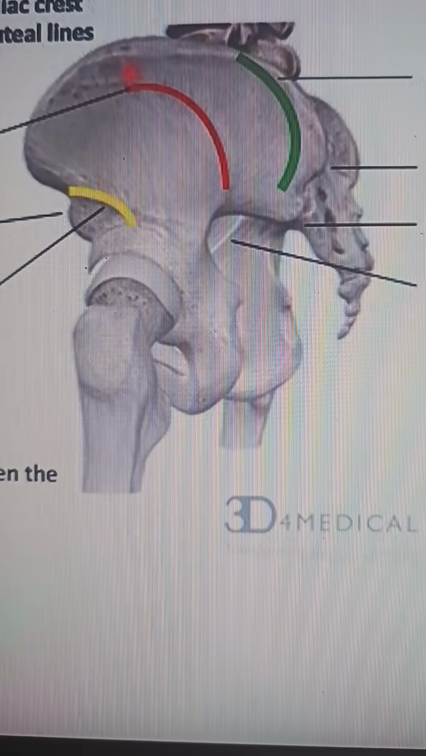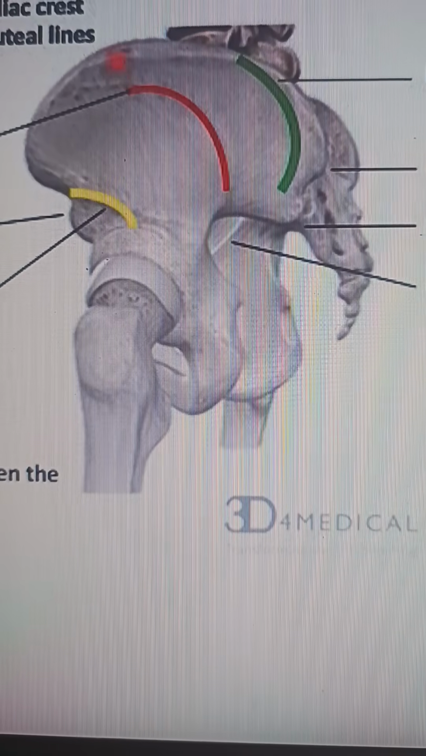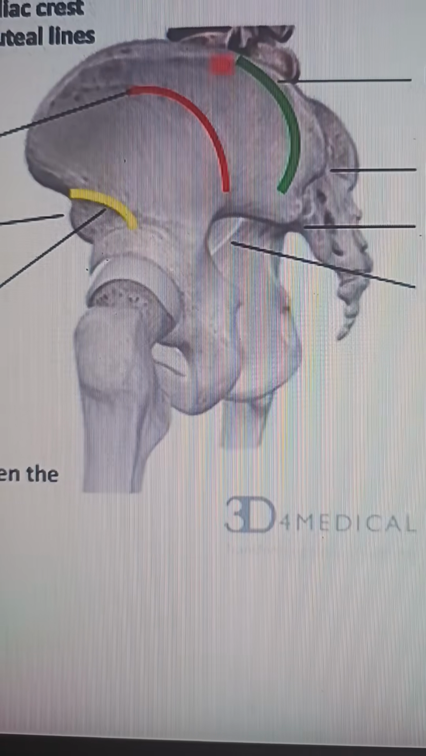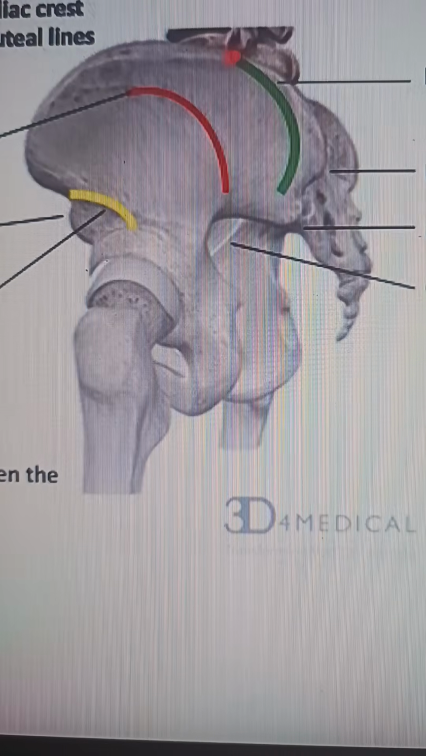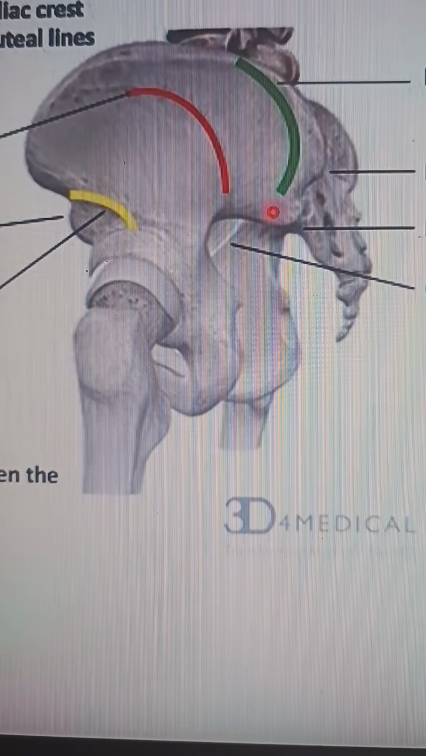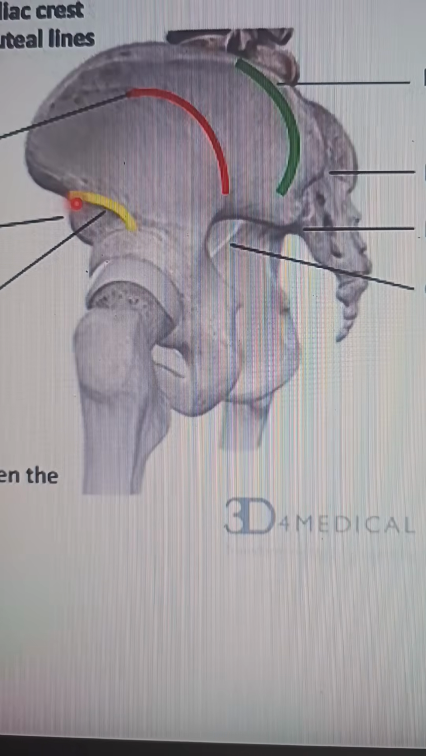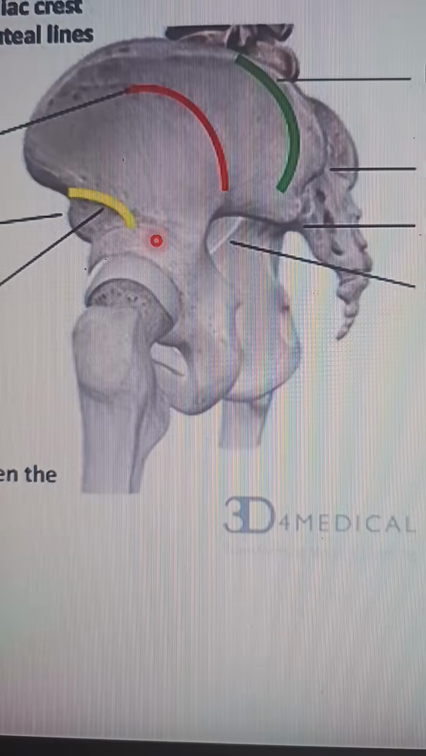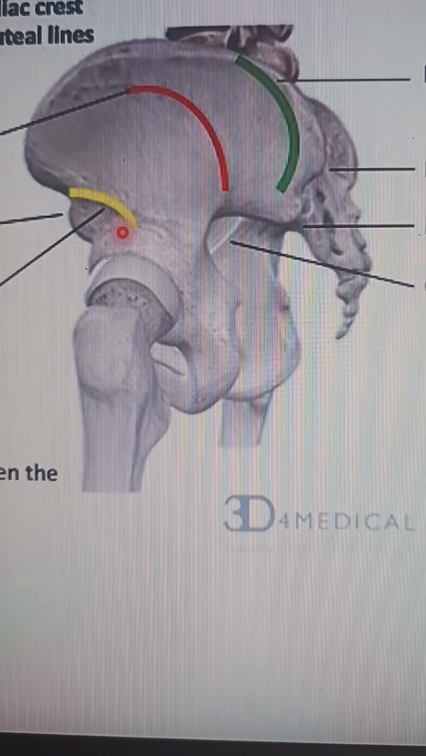Now, the anterior gluteal line runs from the anterior end of the iliac crest to the greater sciatic notch, while the posterior gluteal line runs from the posterior end of the iliac crest to the greater sciatic notch. And finally, the inferior gluteal line runs just above the acetabular fossa. You can see, just above the acetabular fossa.